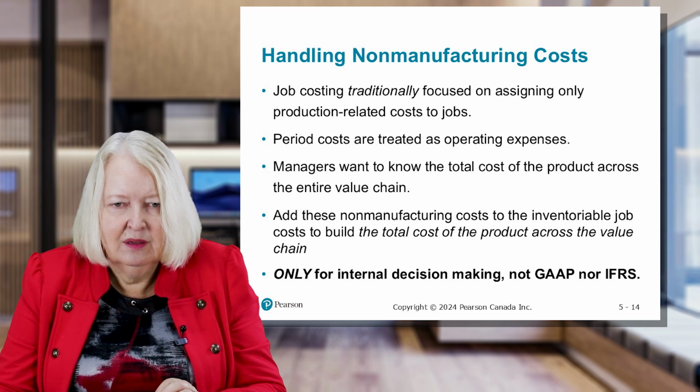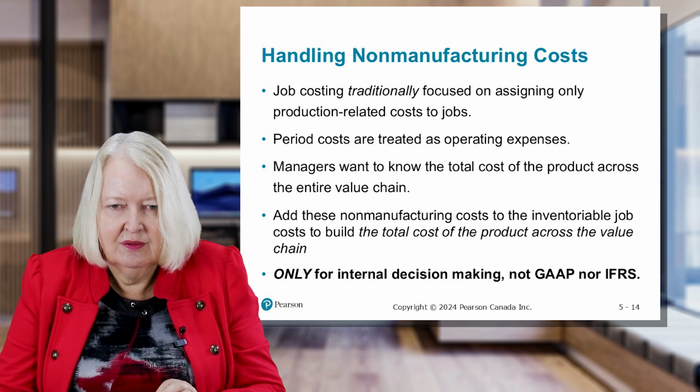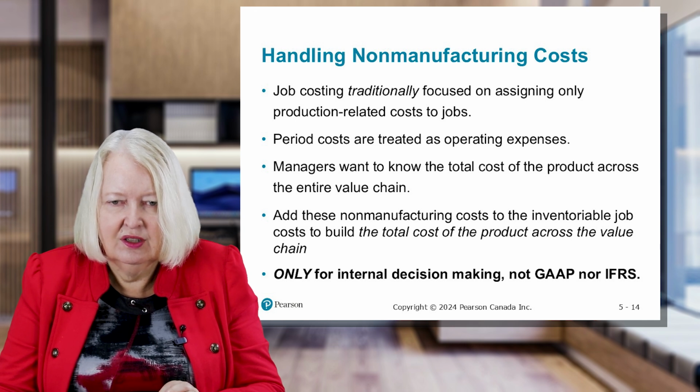So you add some of the non-manufacturing cost to the total inventoriable job cost in order to get the total cost of the product across the entire value chain. Now, this is only used for internal decision making. You don't use this method for GAAP or IFRS.